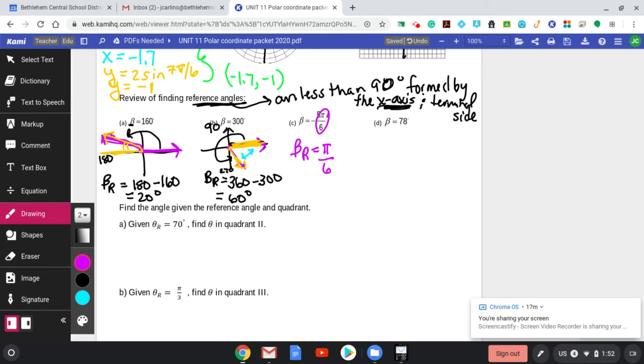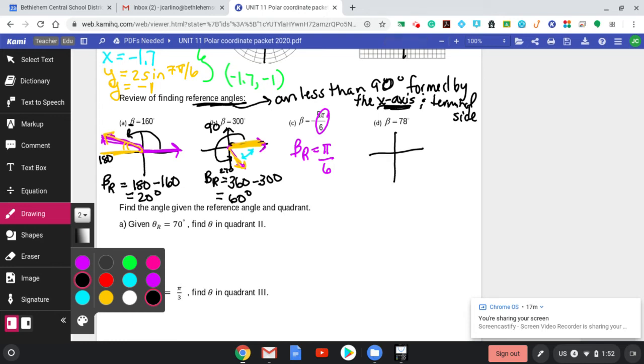It's just easier. Could I convert it to degrees, do what I did, but then you're going to have to convert it back into radians. It's a whole ordeal for one little problem. So just take what it's being multiplied by, take it off in radians, and then take what's left as your reference angle. Okay? And then finally, what about 78 degrees?